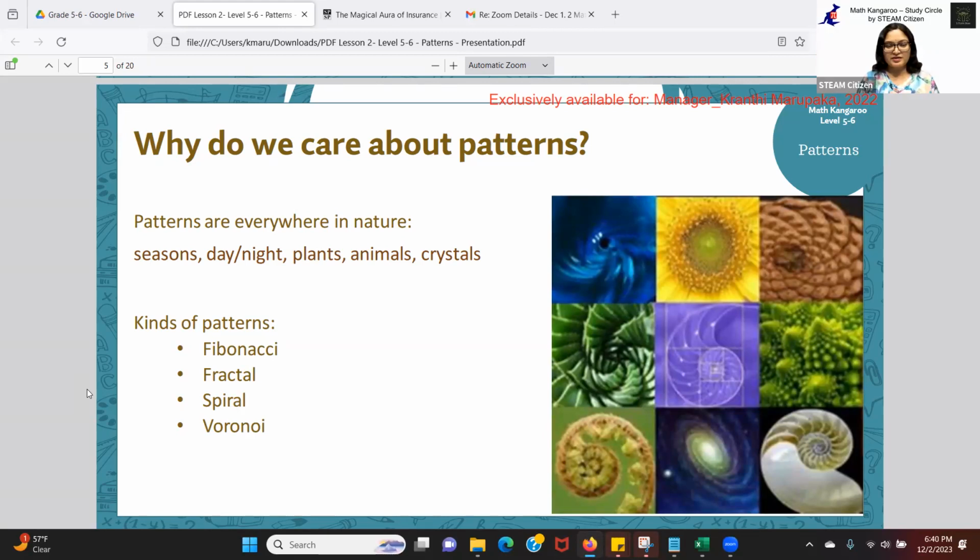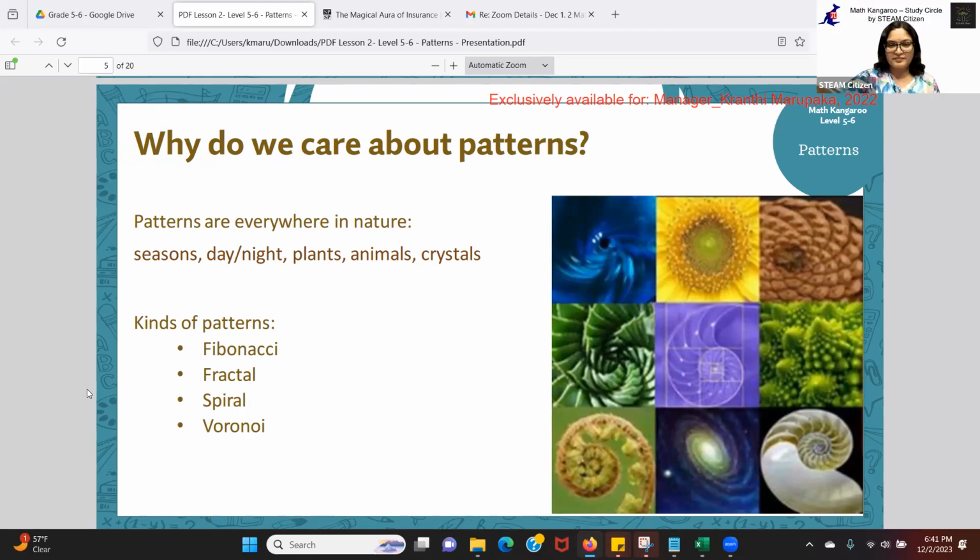Does anybody know what each of these patterns mean? We may not. I know the Fibonacci, it's the Fibonacci sequence, where you add the number before it. Other than that, I think a spiral is just a spiral. I don't know the patterns mathematically.